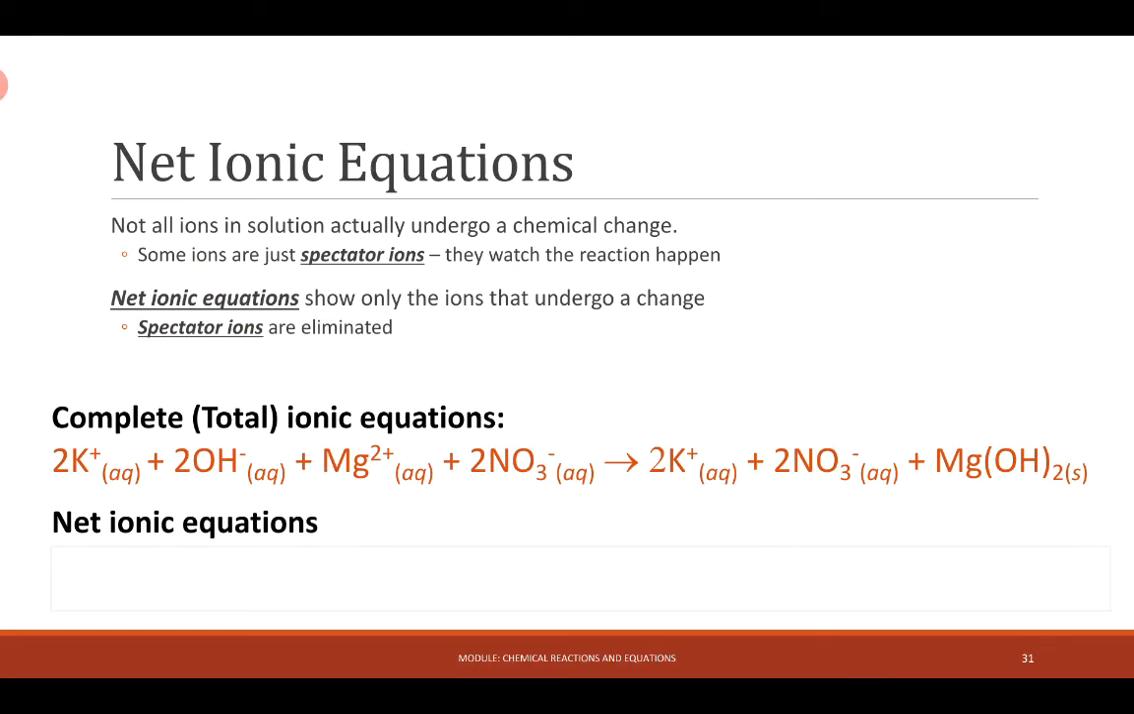Now, you might have noticed on the previous slide that some of these ions in the complete ionic equation undergo no chemical change whatsoever. Our potassium, for instance, exists as 2 potassium ions, and after the reaction, there's 2 potassium ions. These are what's known as spectator ions. These spectator ions are just watching the chemical reaction happen without actually doing anything. Same with the nitrates. The nitrates are also spectators.